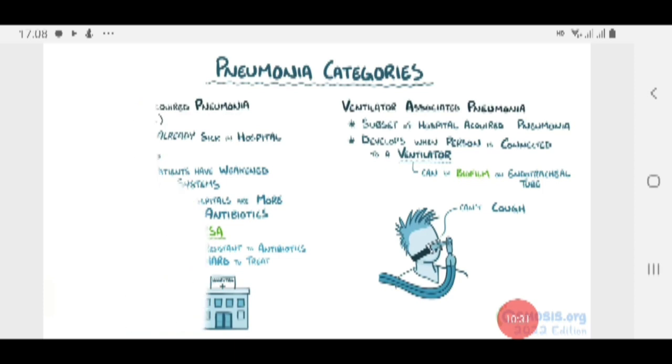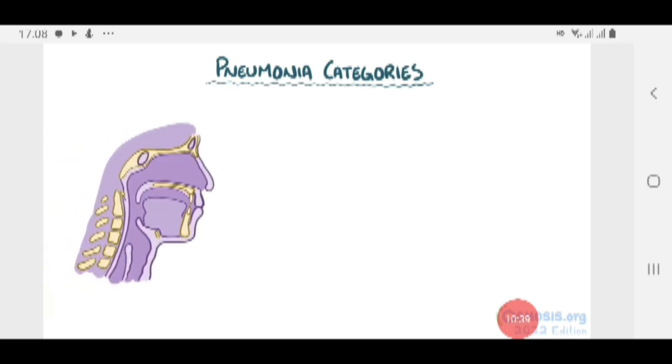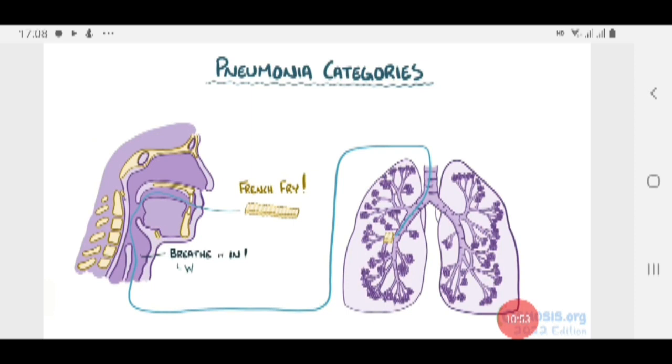Now, in addition to inhaling microbes, there are also other ways to develop pneumonia. Think about this. You're eating some French fries, and instead of swallowing one, you accidentally breathe it in. Informally, we call that going down the wrong pipe. But we could also say that you aspirated that French fry.